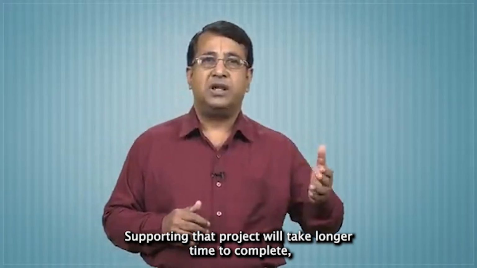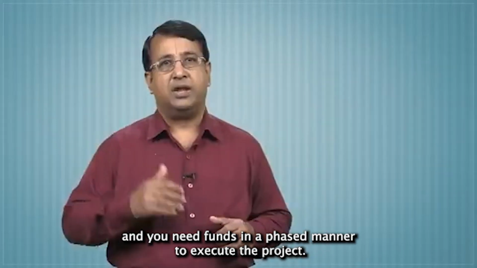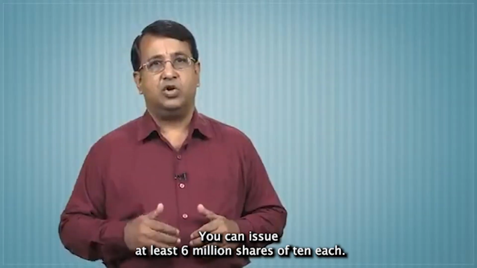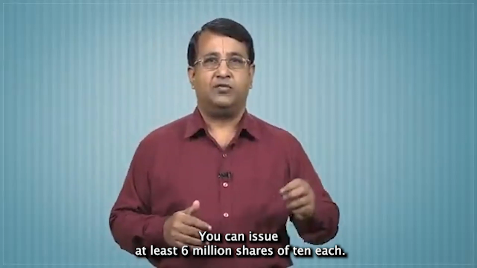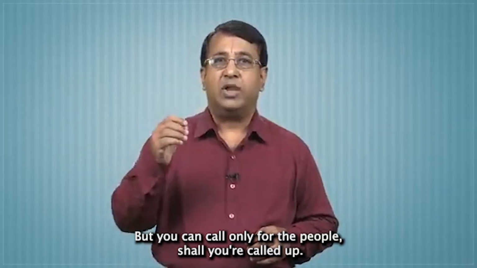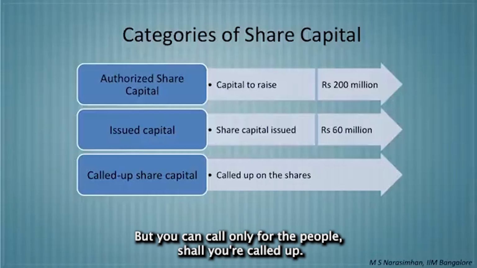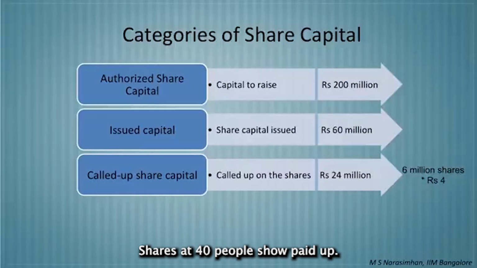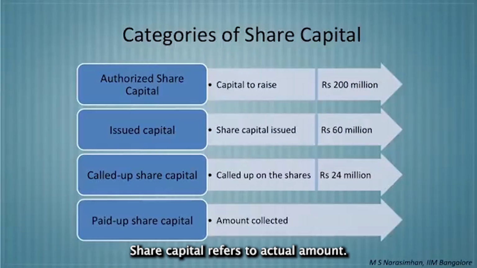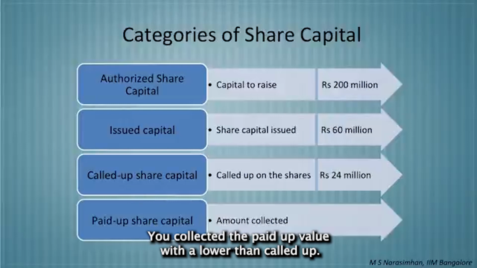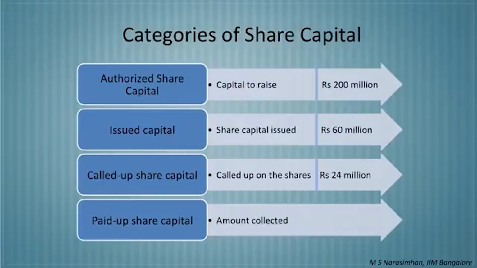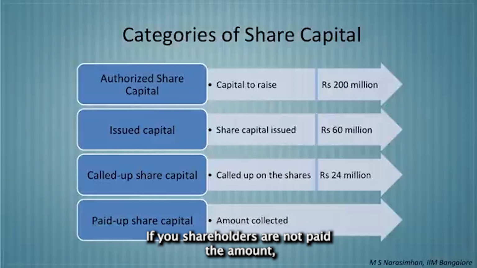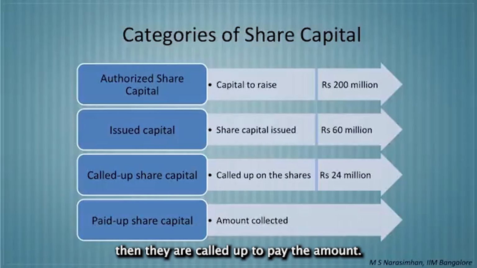Suppose your project will take a longer time to complete and you need funds in a phased manner to execute the project. You can issue 6 million shares of 10 each, but you can call only 4 rupees per share. Here called up share capital is 24 million, that is 6 million shares at 4 rupees per share. Paid up share capital refers to the actual amount you have collected. The paid up value is lower than called up if a few shareholders have not paid the amount when they were called upon to pay.